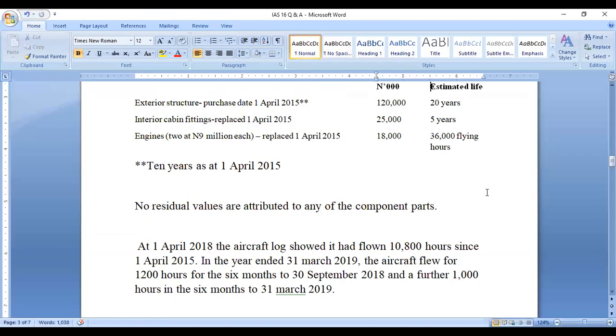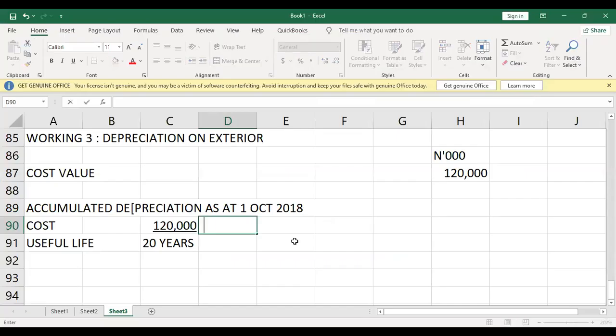We are told here, with this asterisk, that the exterior structure has already been used for 10 years before 1st April 2015. So as at this date, it was 10 years, plus 3 years, that's 13. So we're calculating for 13 years.